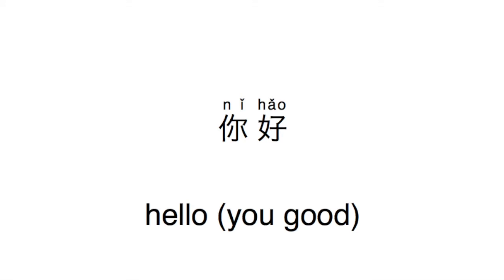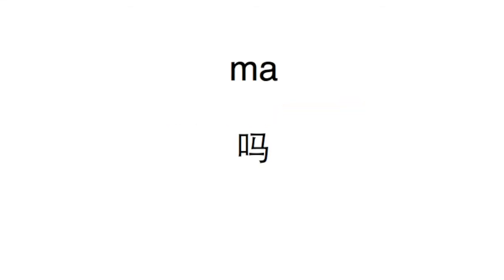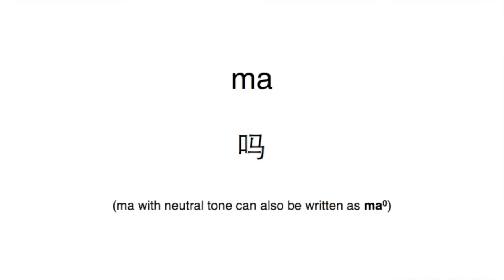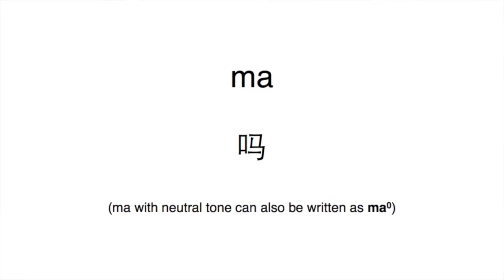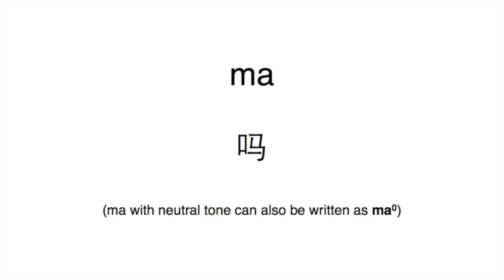Now you're going to learn how to say, how are you? And to do this, all you need to learn is one more word. And that word is ma. Ma, ma, ma. Notice how I'm not applying any tone to the sound ma. That's because I'm applying something called neutral tone to it. You'll be learning more about this later.